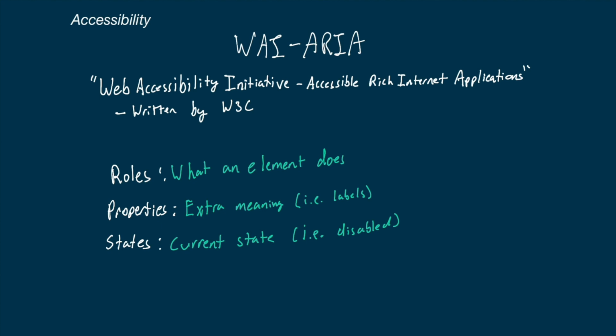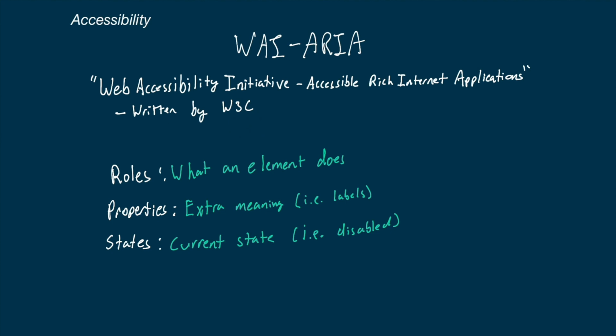However, sometimes we need to write more complex web applications, and these end up using less semantic tags for some specific use cases. And because of this, there's a new initiative created called WAI-ARIA, or the Web Accessibility Initiative, Accessible Rich Internet Applications. This is usually just referred to as ARIA, and it was written by W3C.